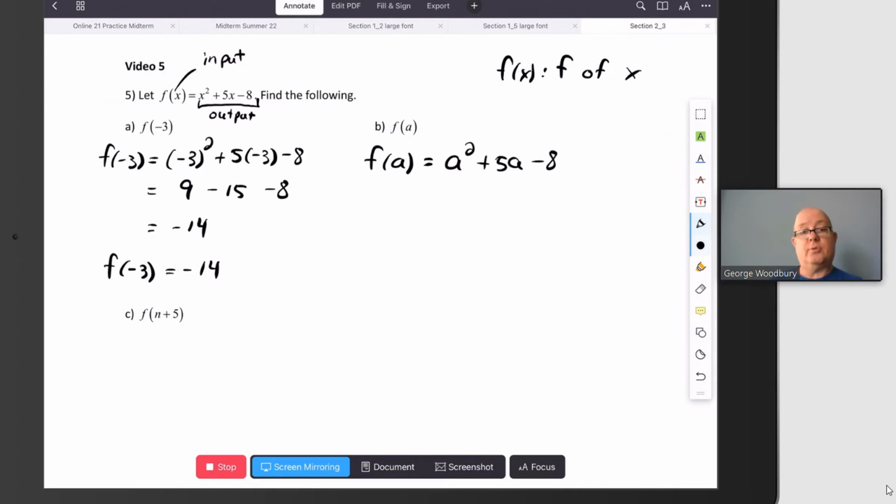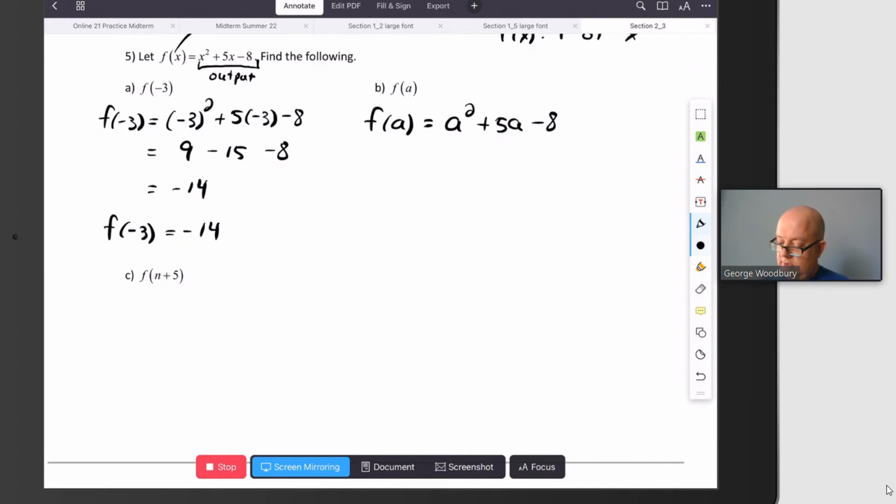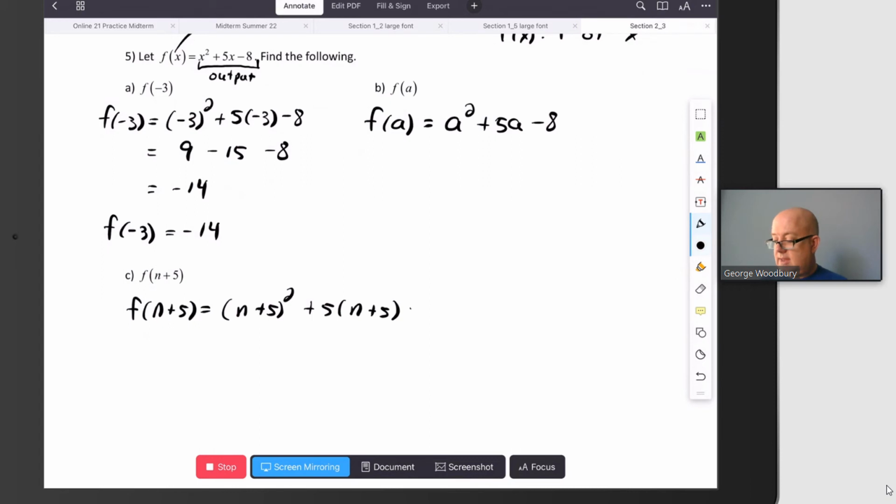The last example for this video, we need to find f of n plus 5, and so we're going to substitute in an algebraic expression, and then we've got to do a little algebra to clean this up. So first, f of n plus 5 equals, every place we see x, I'm going to replace that with a set of parentheses and n plus 5. So I've got n plus 5 squared instead of x squared, plus 5 times the quantity n plus 5 instead of 5x, and then minus 8, because there's no x there, I just copy that down.